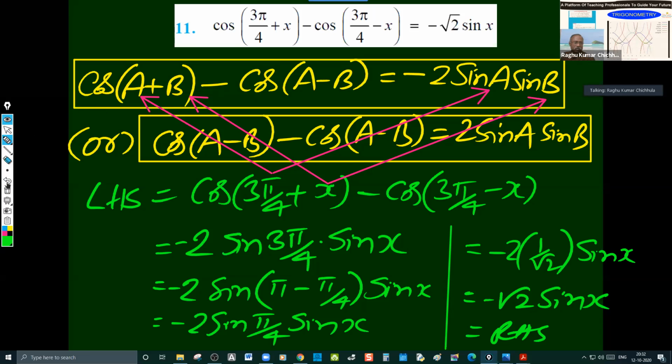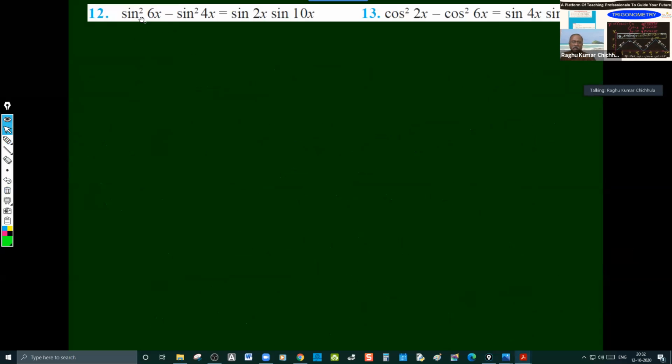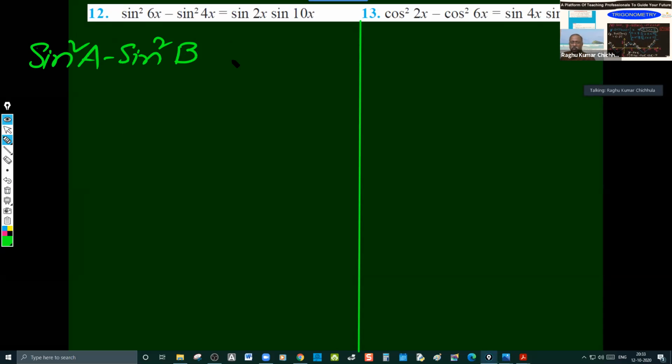Moving on to the next question. Sine squared 6x minus sine squared 4x is equal to sine 2x sine 10x is to be proved. Simple. You must be remembering the formula what I derived. Let me ask you this in another way. Generally, whenever you remember any formula, you see the formula from left hand side to right hand side.